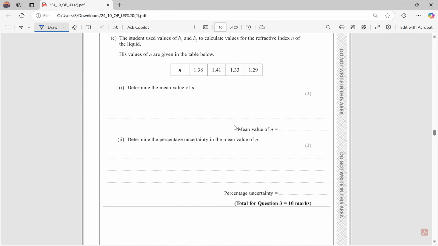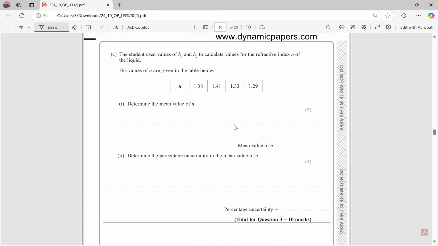Moving on to part C, the student used values of H1 and H2 to calculate values for the refractive index N of the liquid. His values of N are given in the table below. Determine the mean value of N. That's simple. Mean means just the average. So that would mean sum of all values, whatever values you're given, add them all up, making sure there's no anomaly.